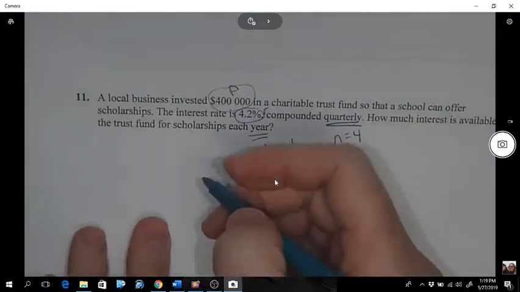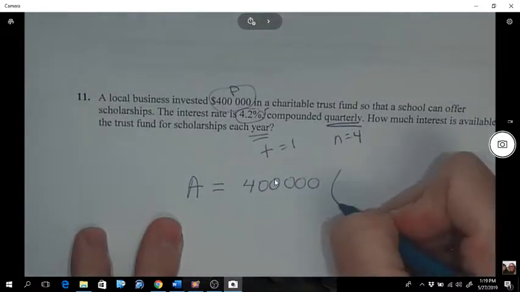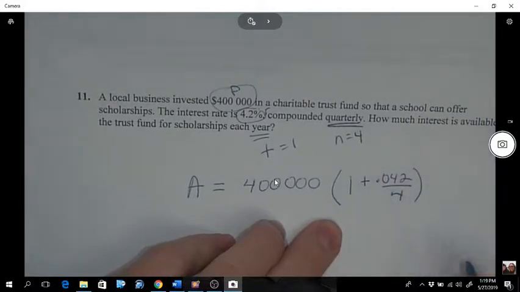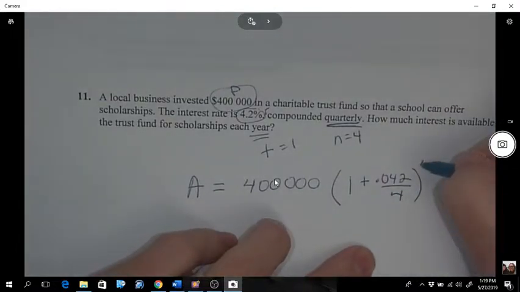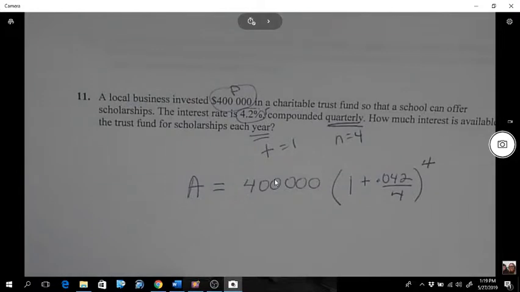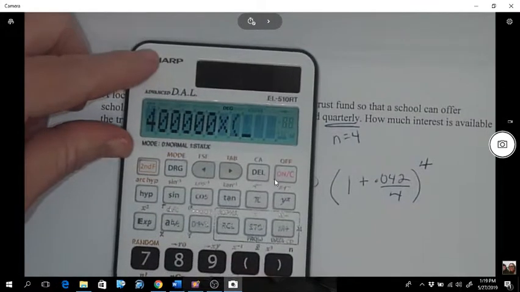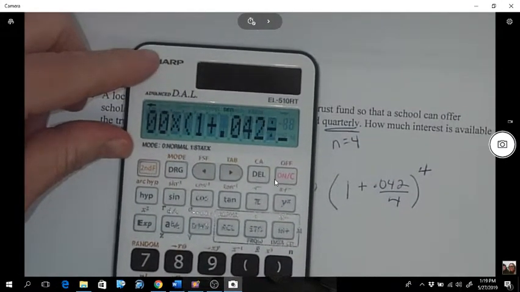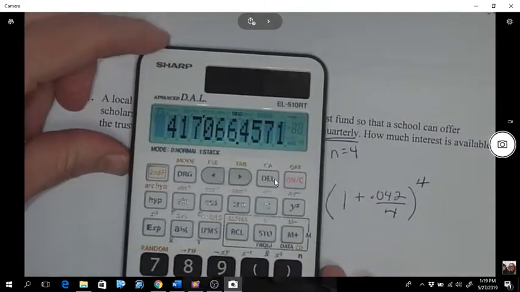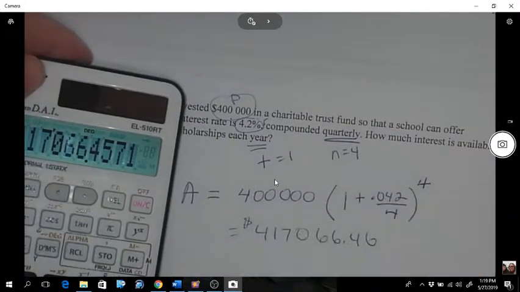So the final amount is the principal times 1 plus the interest rate divided by the number of compounds. We'd only end up with 4 compounds because 4 times 1. In my calculator, I can do this all in one step: 400,000 times bracket 1 plus 0.042 divided by 4, to the 4th. And I get 417,066.46. But that's not my answer.